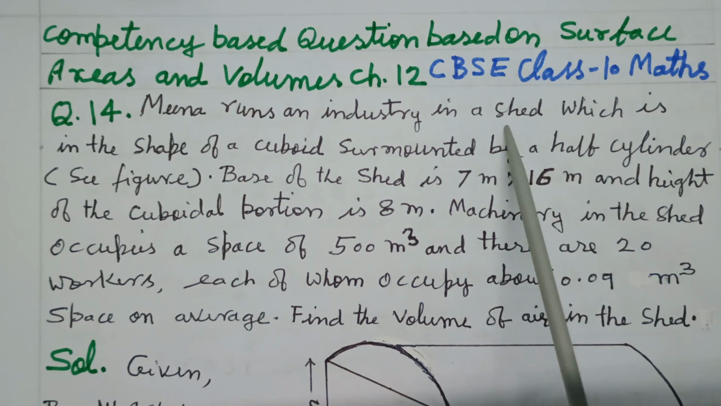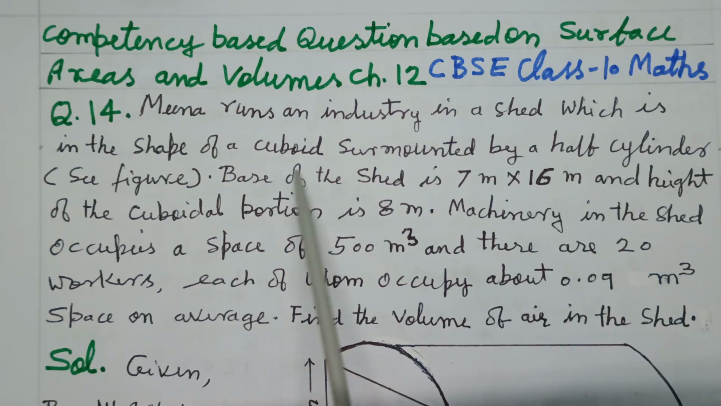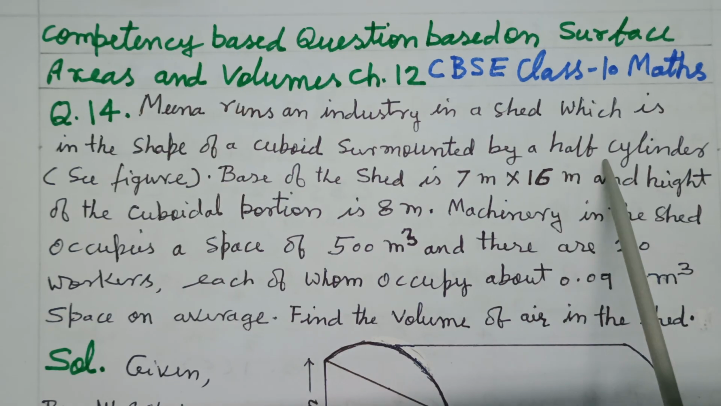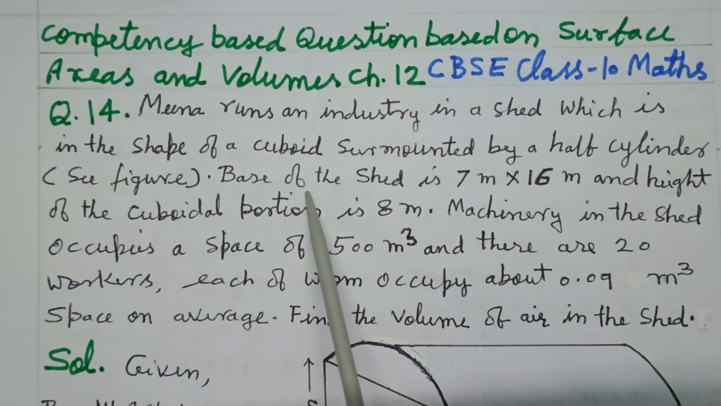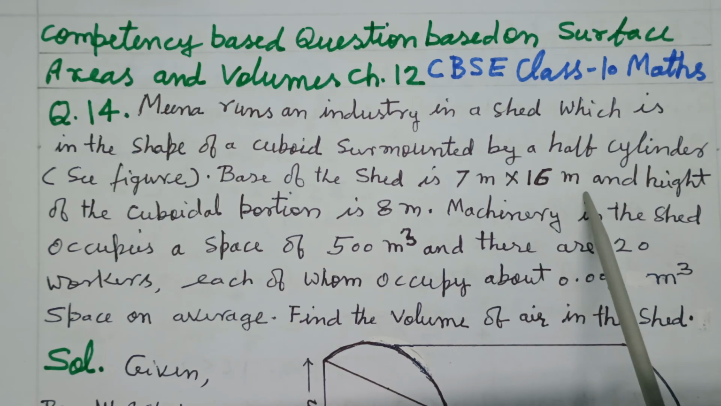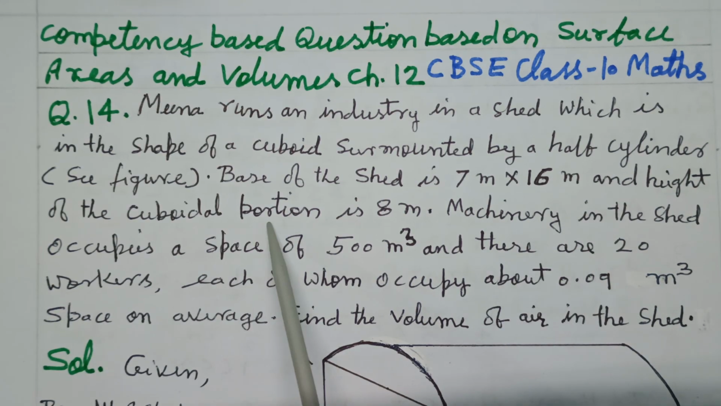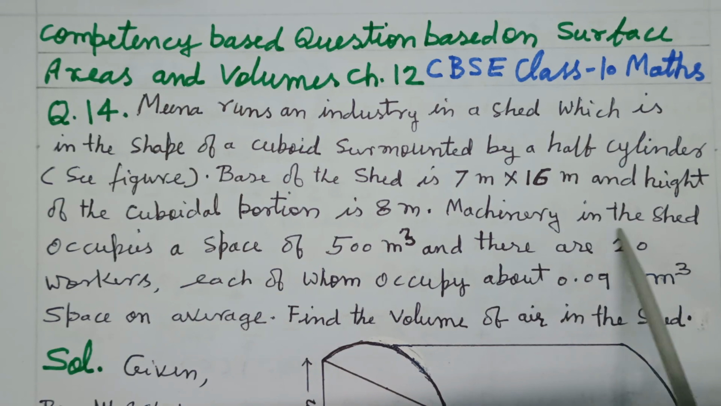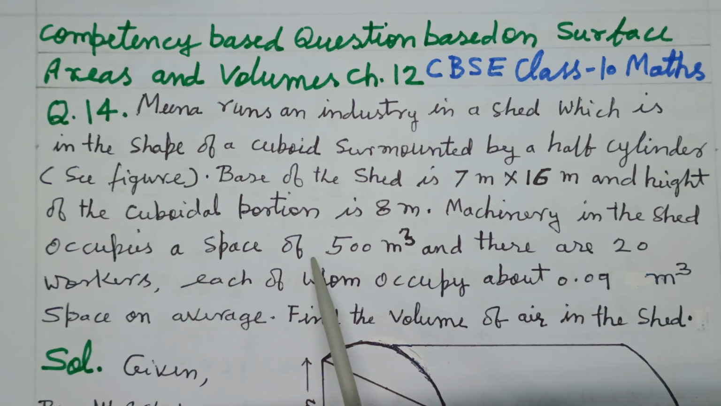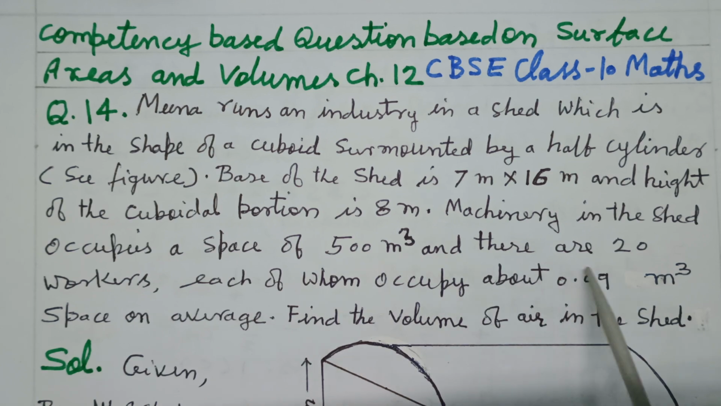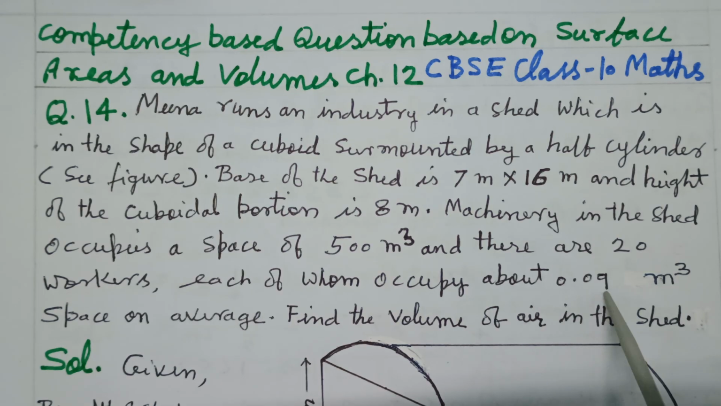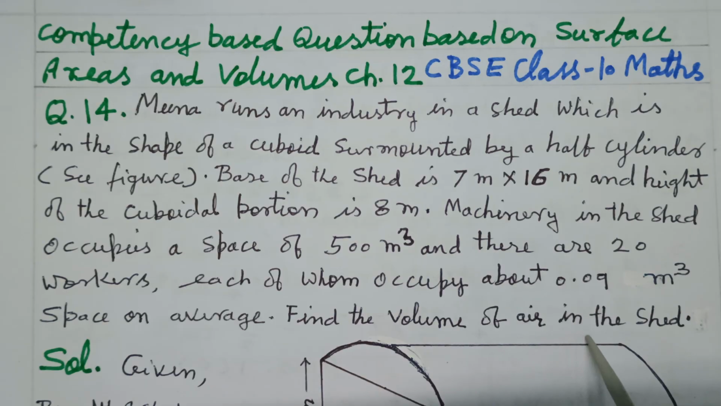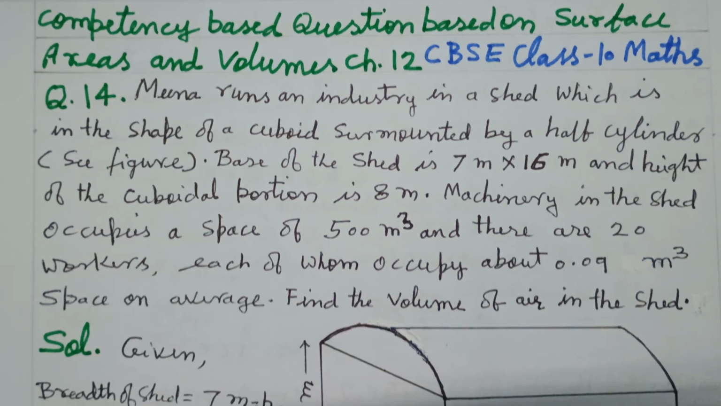Meena runs an industry in a shed which is in the shape of a cuboid surmounted by a half cylinder. See figure. Base of the shed is 7 meter by 60 meter and height of the cuboidal portion is 8 meter. Machinery in the shed occupies a space of 500 meter cube and there are 20 workers, each of whom occupy about 0.09 meter cube space on average. Find the volume of the air in the shed.